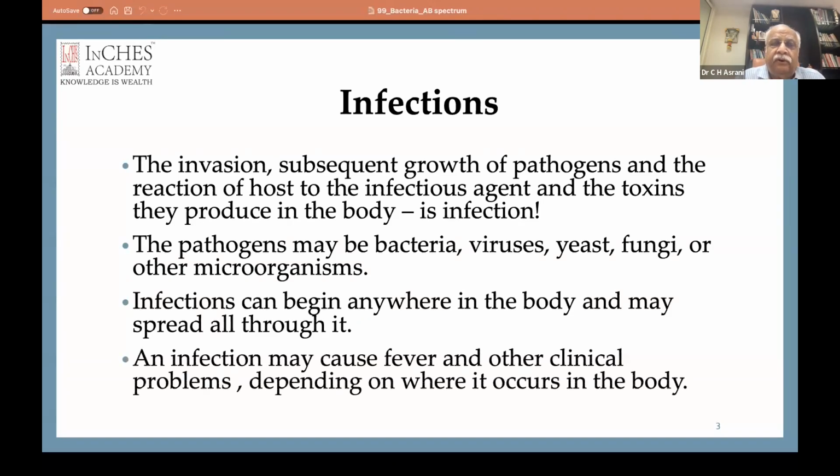An infection may cause fever and other clinical problems depending on where it occurs in the body. An infection in the tonsils will cause pain in the throat. An infection in the larynx will cause hoarseness of voice, et cetera.